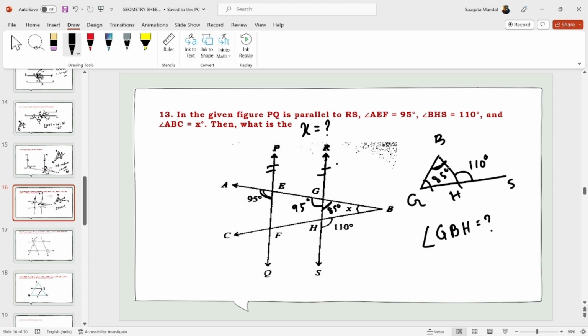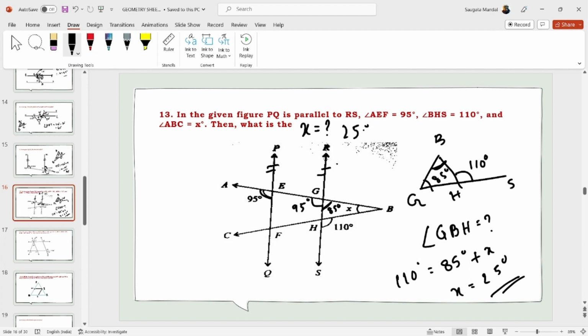We know that the external angle BHS is equal to the sum of internal angles HBG and BGH. That means 110 degrees is equal to 85 degrees plus x. X equals 25 degrees. What is the answer of this question? The answer of the question is 25 degrees.